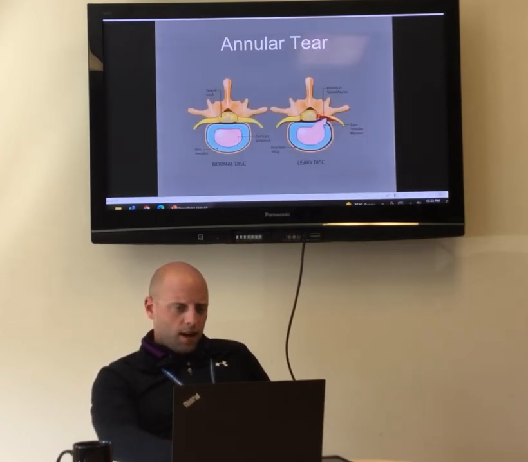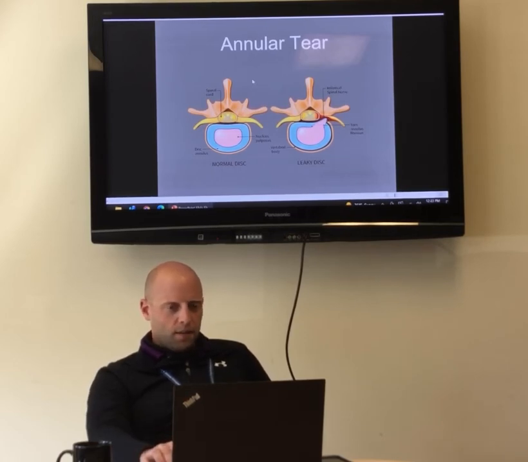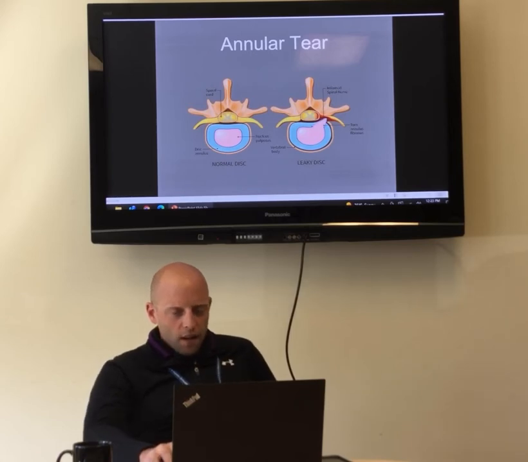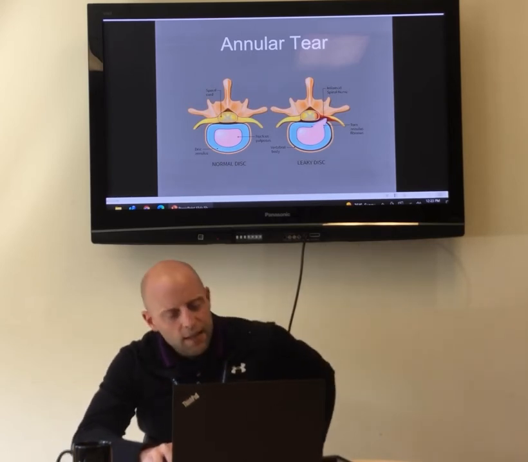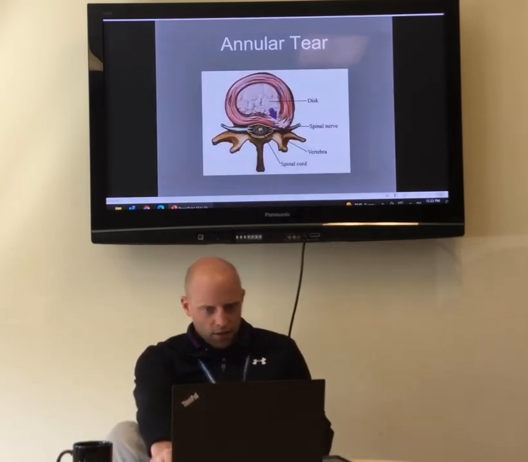And this is what can happen when you do have an annular tear. You lose the integrity of the disc that contains this nucleus, and you can start to get leakage of the nucleus out through the area of the tear. Again, you can see how it can cause inflammation and even pressure on these nerve roots. And eventually, as this progresses, it can lead to an actual disc herniation.